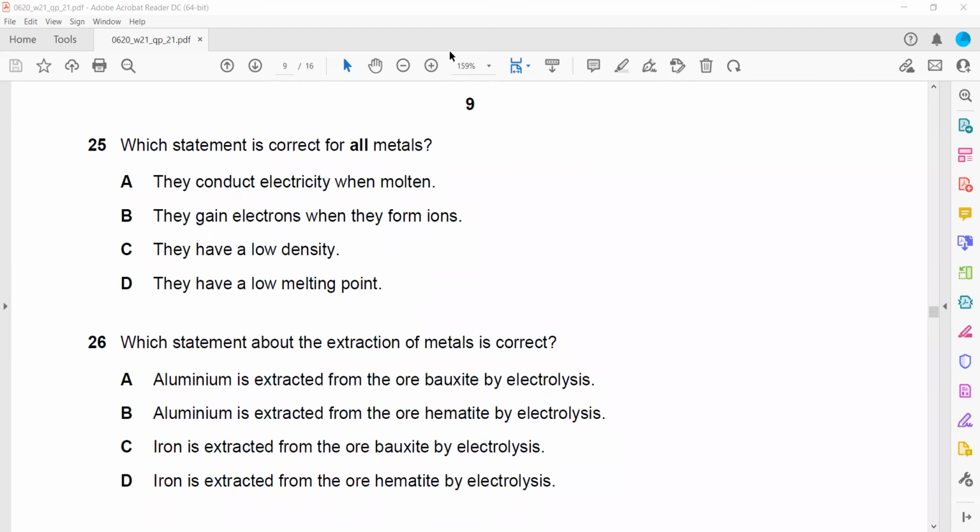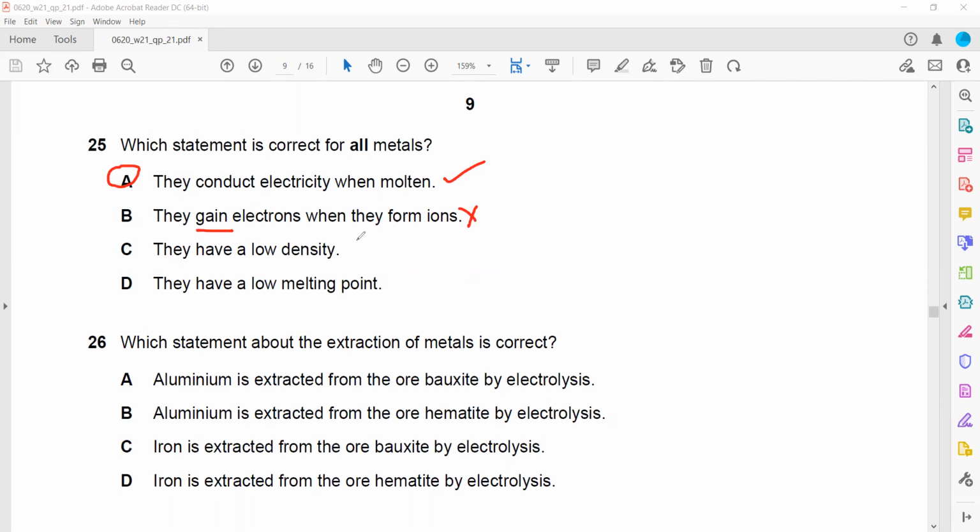Which statement is correct for all metals? All metals can conduct electricity in a solid or a liquid or molten state. So A is right. They gain electrons when they form ions. That is wrong, because metals tend to lose electrons, not gain electrons.